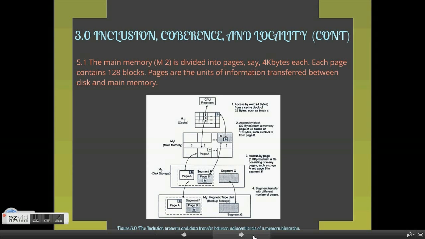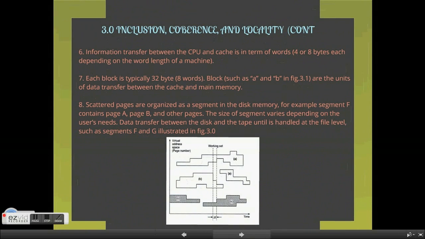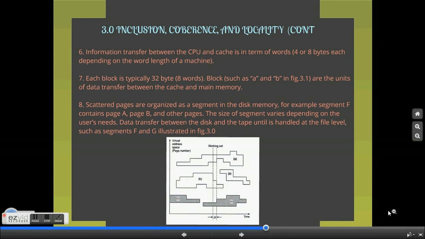The inclusion property implies that all information items are originally stored in the outermost level Mn. During the processing, subsets of Mn are copied into Mn-1. Similarly, subsets of Mn-1 are copied into Mn-2, and so on. Information transfer between the CPU and cache is in terms of words. The cache is divided into cache blocks, also called cache lines. Each block is typically 32 bytes. Blocks such as A and B in Figure 3.1 are the units of data transfer between the cache and main memory.